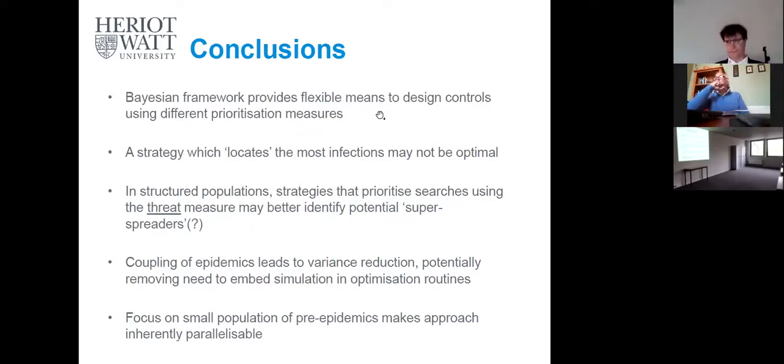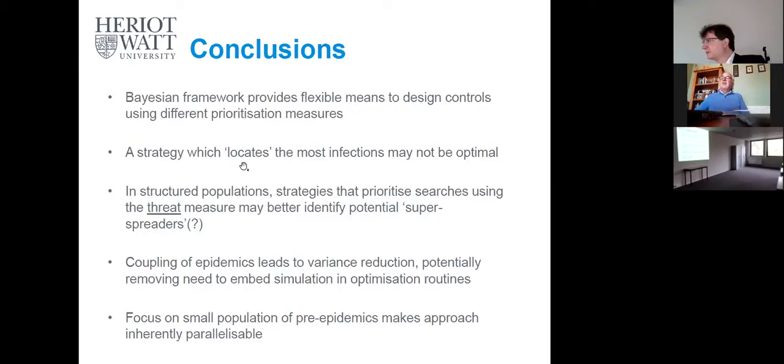Hopefully I've given a very quick overview that the Bayesian framework is a very flexible way to deal with spatiotemporal stochastic models. In particular, using the Bayesian framework coupled with these functional model representations and coupling epidemics under different controls, I think it does give an efficient way of assessing the benefits of controls and using different prioritization measures.